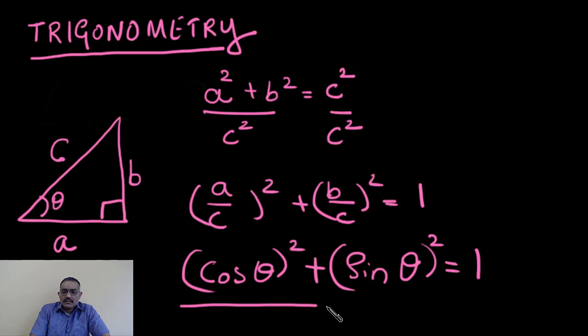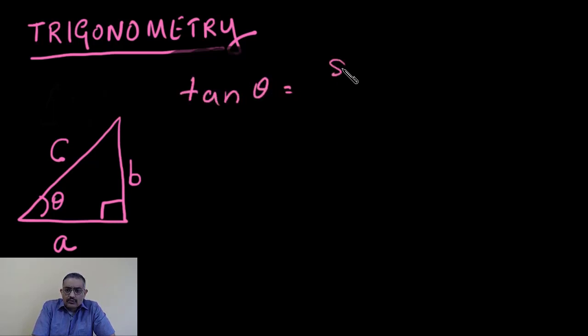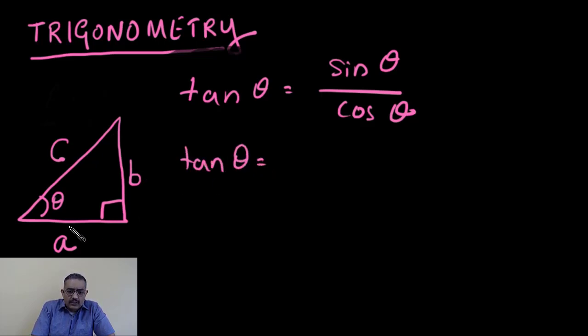So this is the fundamental relationship between the sine and the cos ratios of an angle. There is a relationship between sine, cos and tan. So tan theta is equal to sine by cos. Let me prove that to you. Alright, so tan is, from this triangle, we have b by a. So this tan theta is opposite side by the adjacent side.